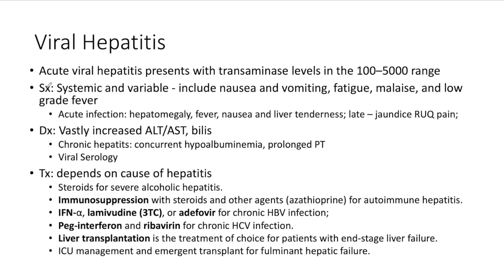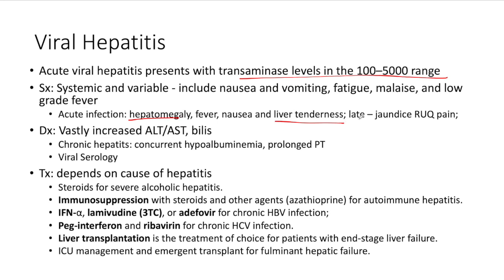Okay, so viral hepatitis in general. For the acute phase, we look for transaminase levels in the 100 to 5,000 range, vastly elevated transaminases. Our symptoms are going to be systemic. Look for fever, nausea, vomiting, fatigue, malaise. Those are all sort of our B symptoms of hepatitis. For the acute infection, hepatomegaly, fever, nausea, liver tenderness. As we progress late, we're going to have jaundice.